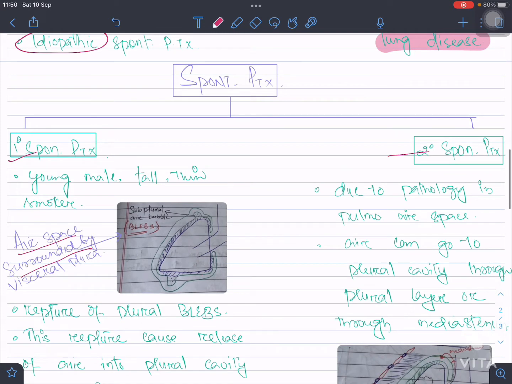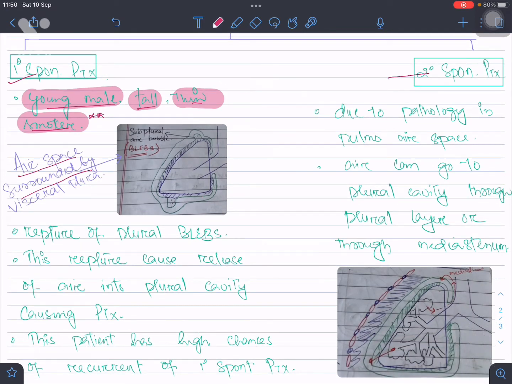In the primary, the characteristic feature of the patient is a young male, tall, thin, and a smoker. When you come across this type of patient, you can suspect primary spontaneous pneumothorax: smoker, tall, thin, and young male. Young male means early 20s or teenagers.